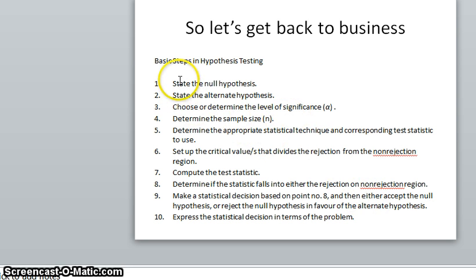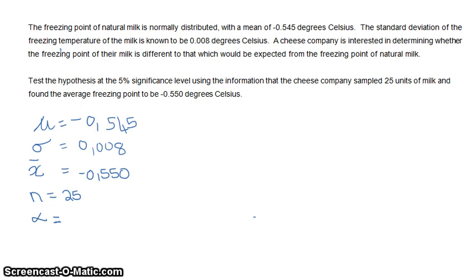Step number 1 in the basic steps to hypothesis testing would be state the null hypothesis, and step number 2 would be state the alternate hypothesis. So if we go back to our worksheet, we would say the null hypothesis, and please remember the null hypothesis always states the claim on the population parameter. So mu is equal to negative 0.545.